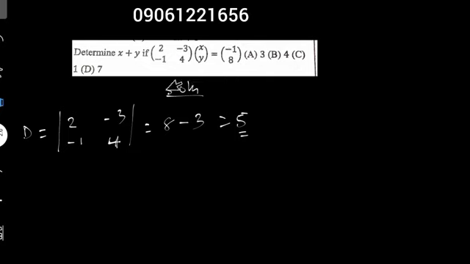Now let's find our determinant of x. What I mean by determinant of x is that we remove the first column, where the first column here is the value of x.